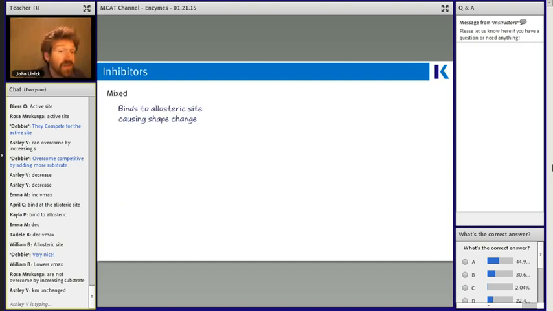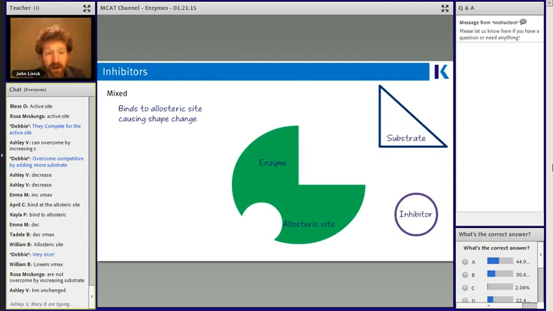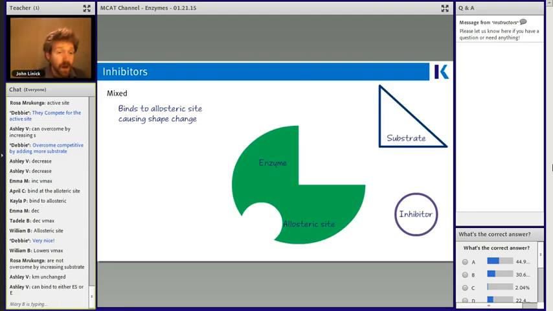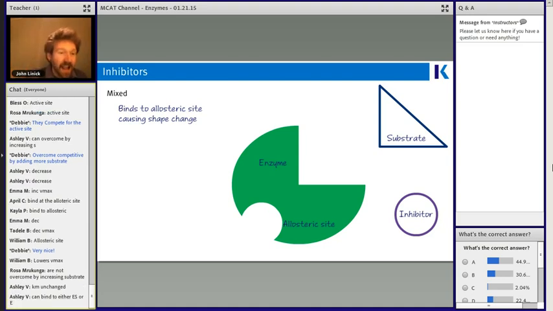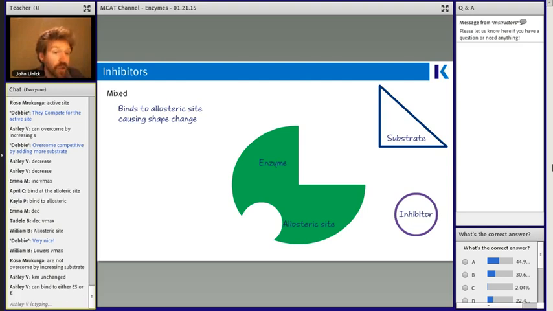So mixed, the one thing you do need to know, what is the one consistent thing that changes with mixed? So it actually binds to the allosteric site, causes a conformational shift, and actually binds with the same affinity to either the enzyme or the enzyme substrate complex. There we go, Ashley's got it. Either enzyme or enzyme substrate complex, exact same. And your Km is sloppy. Km might change, might not change. The one thing that will definitely change, though, is your Vmax.